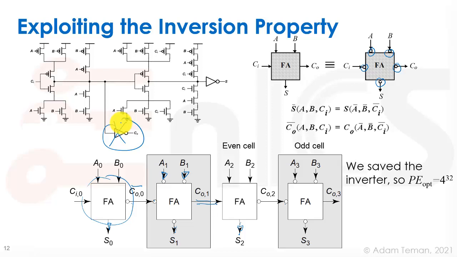Okay, so if we save the inverter, our path effort becomes 4 to the 32 for a 32-bit adder, instead of 4 to the 64, which we had in the previous state, and that is called a mirror adder.